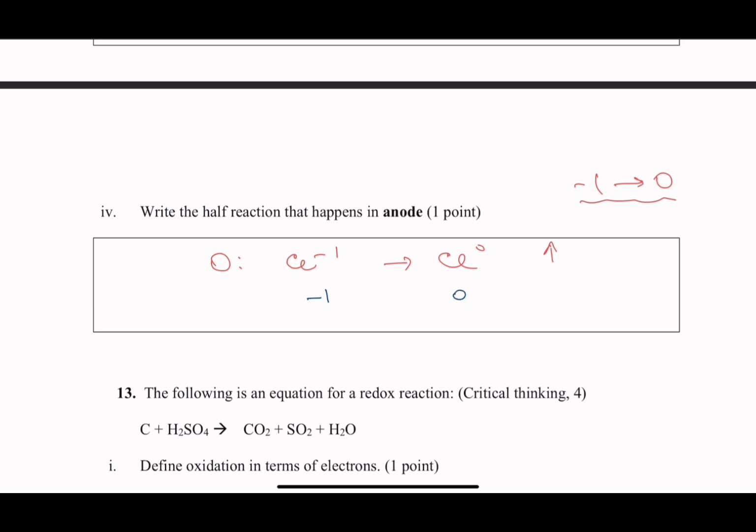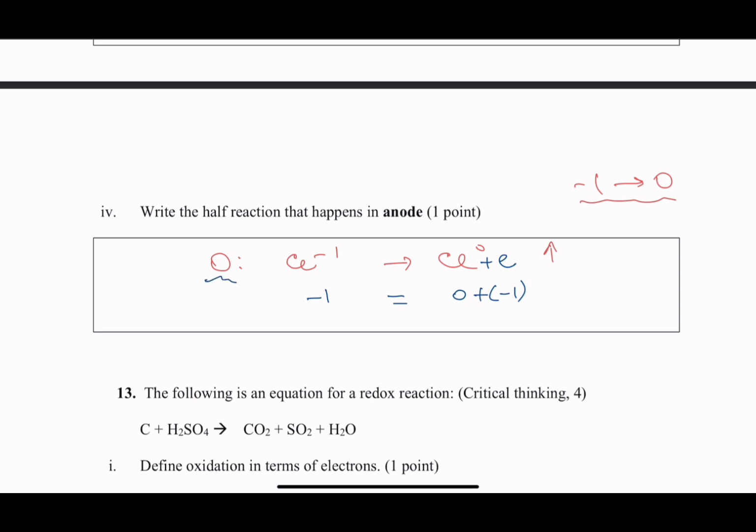-1 and 0 on both sides. On the right side 0. We need to add -1 on the right to make this reaction balanced. And this means adding electron on the right side. Okay, now this is balanced. We have written our oxidation.